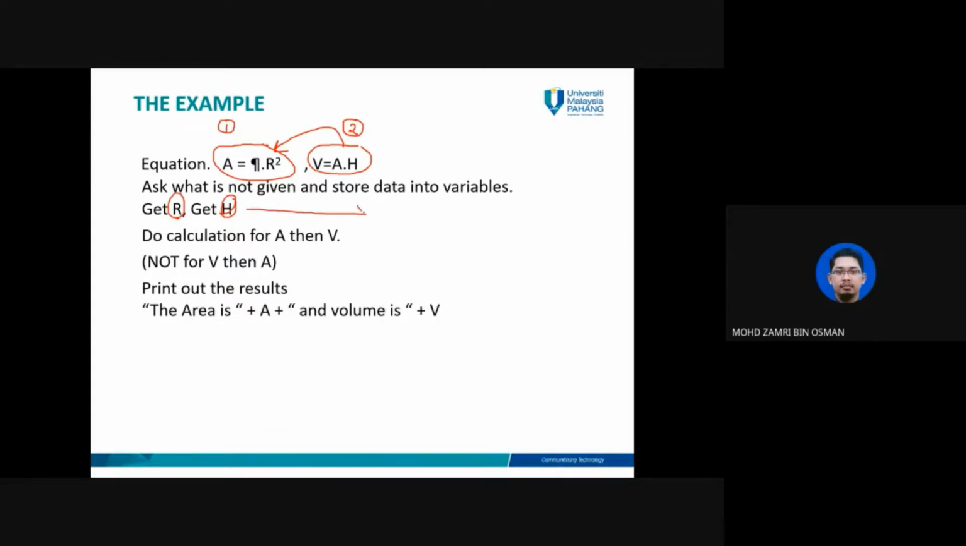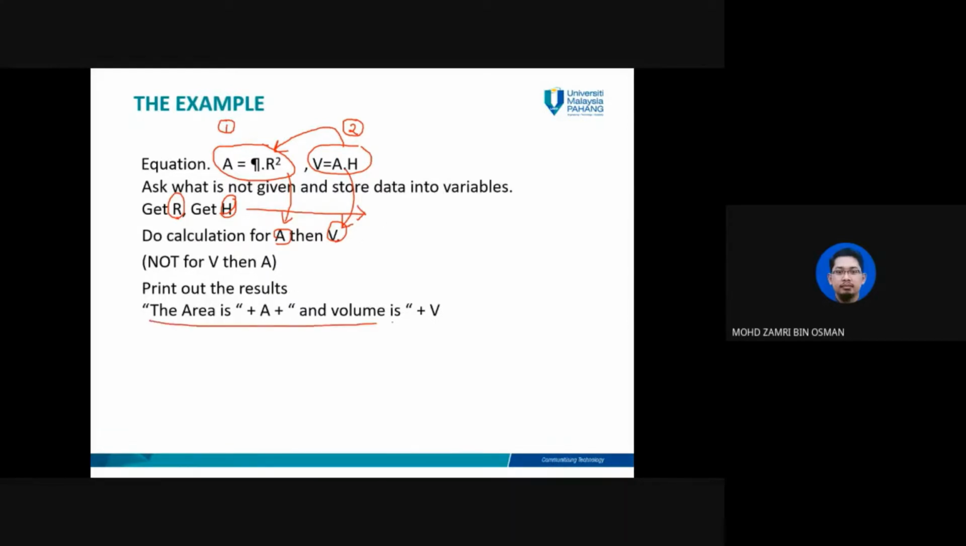They are not given in the formula, but since we are creating a computer program, you design it by letting the user key in some inputs from the shell components. Those inputs let you do the calculation for A and also V, right? So not V and then A. This is what we call the priority. The first one finds the base area, the second one finds the volume. Then print out the results.